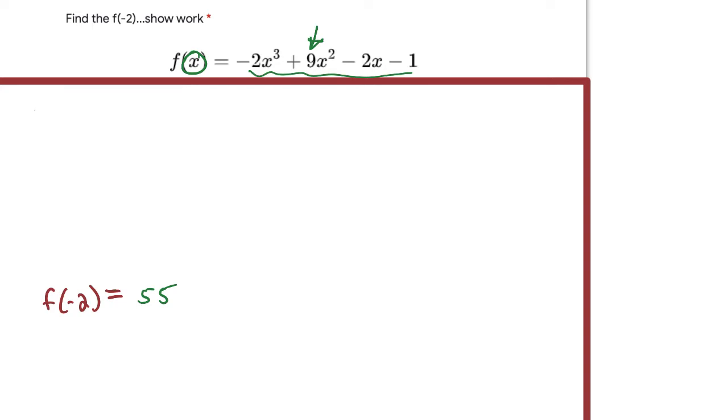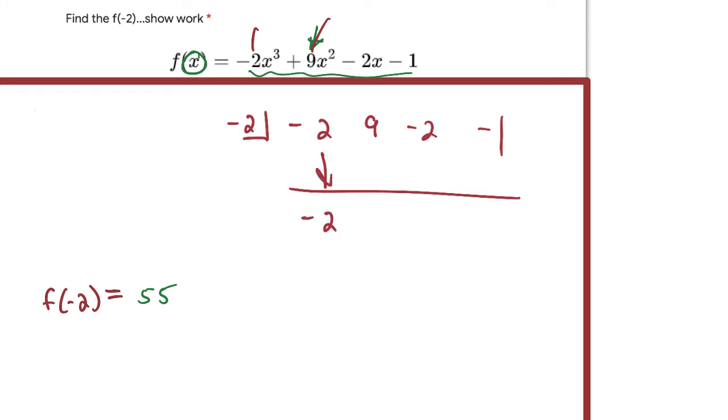All you have to do for solving this, really the fastest way, is put the -2 in your synthetic division box. Write down your coefficients, -2, 9, -2, -2 and -1, and we just carry out synthetic. Bring down the -2, we multiply here, we add, we multiply here, and we add, we multiply, and we add, and see we get the 55 there.